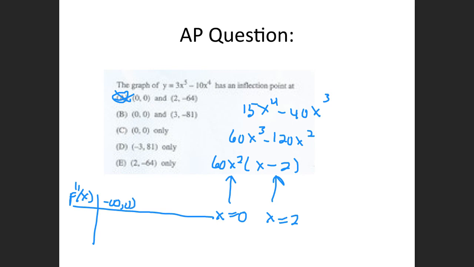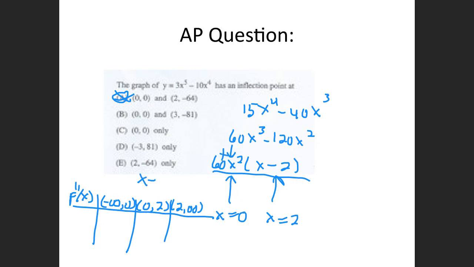0 to 2, and 2 to infinity. Now I'm going to use this. I don't need this value. I don't need 60x squared. Why not? This is always positive. Anytime you square a number, it's positive. So this will always be positive.